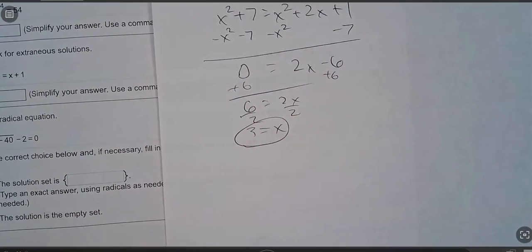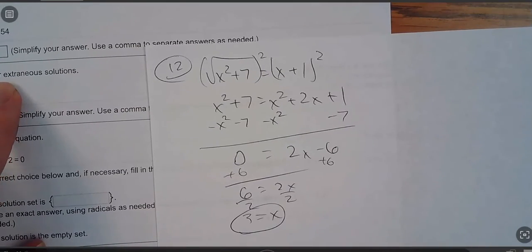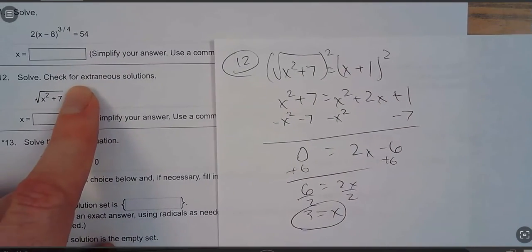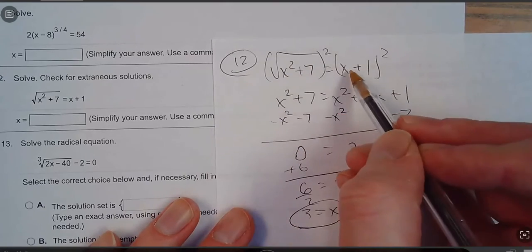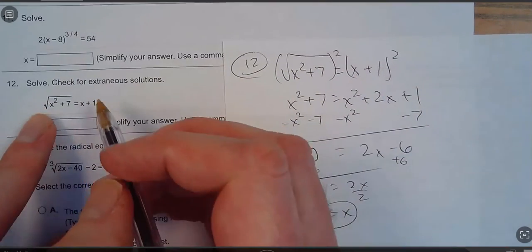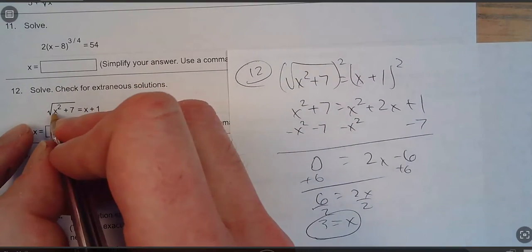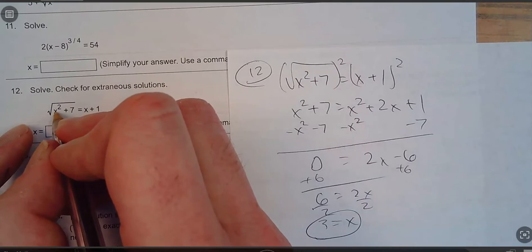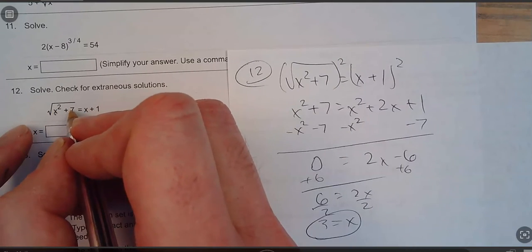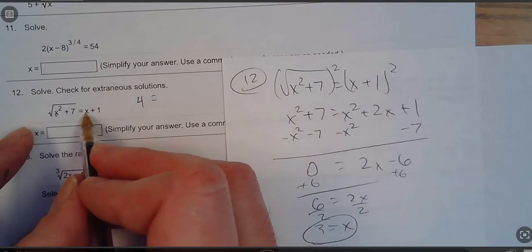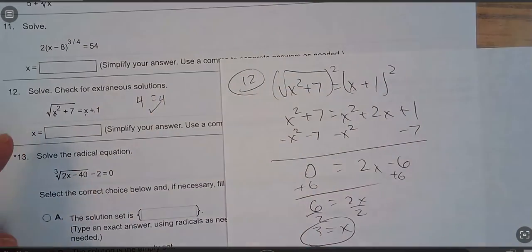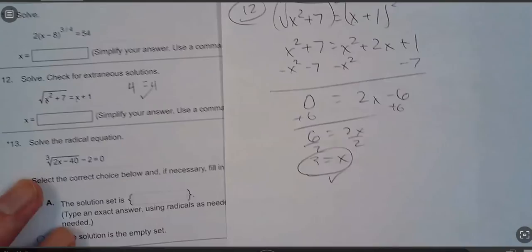Oh, and I didn't mention, number 12 says check for extraneous solutions. If I plug 3 back into the original equation, on the left side 3 squared is 9, 9 plus 7 is 16, and the square root of 16 is 4. Then plug a 3 in on the right, 3 plus 1 is 4. So it checks out. That's why I keep that one.